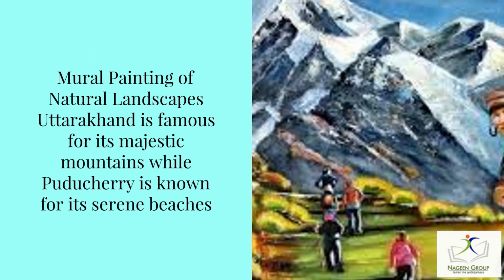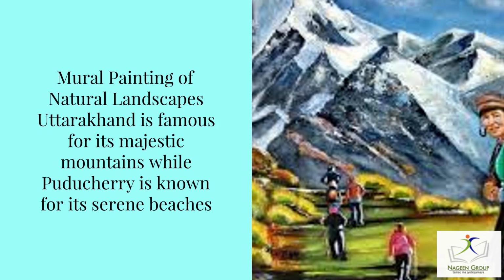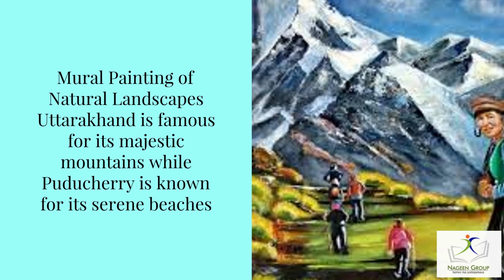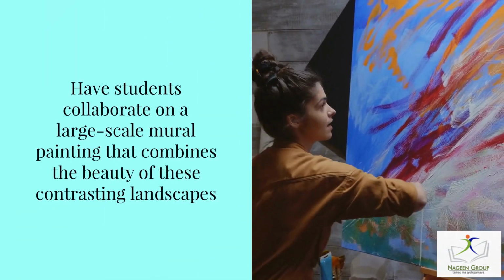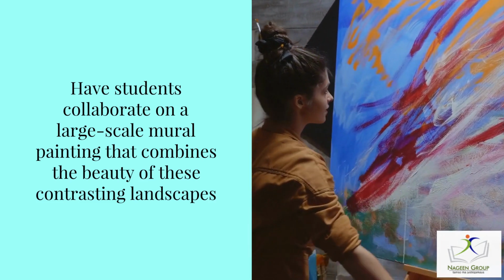Mural painting of natural landscapes. Uttarakhand is famous for its majestic mountains while Puducherry is known for its serene beaches. Have students collaborate on a large-scale mural painting that combines the beauty of these contrasting landscapes.